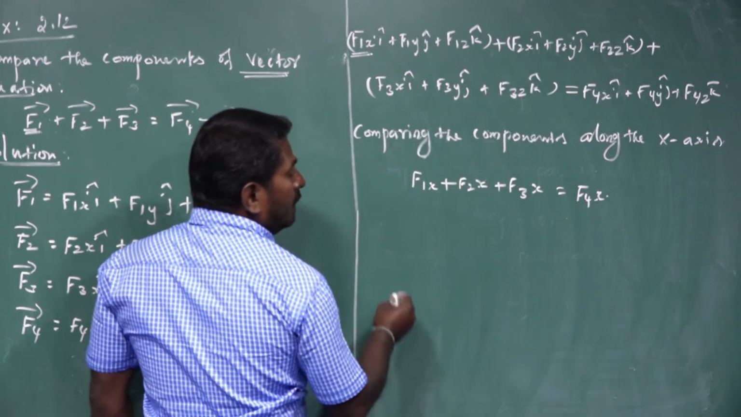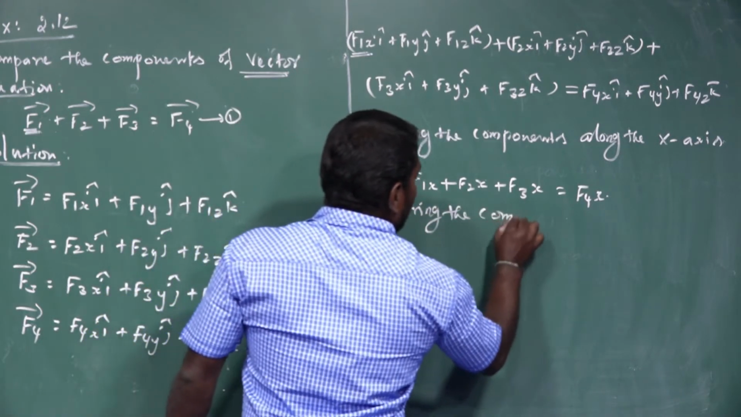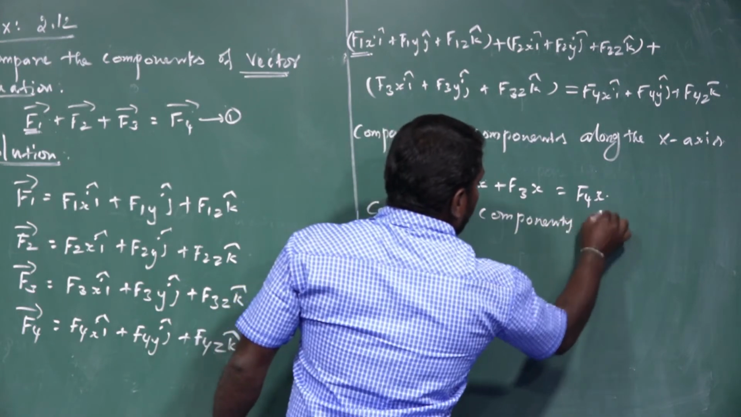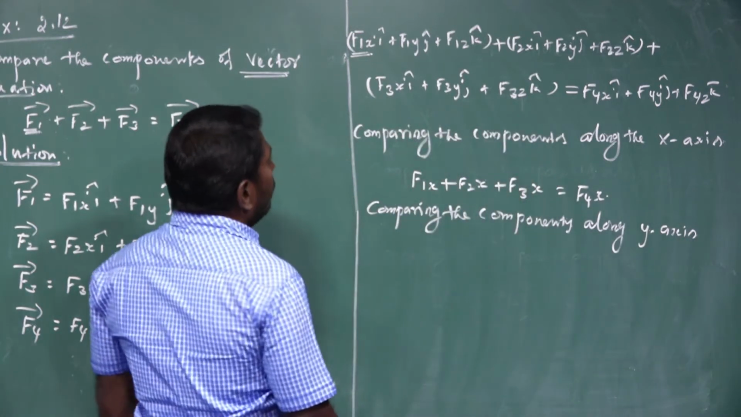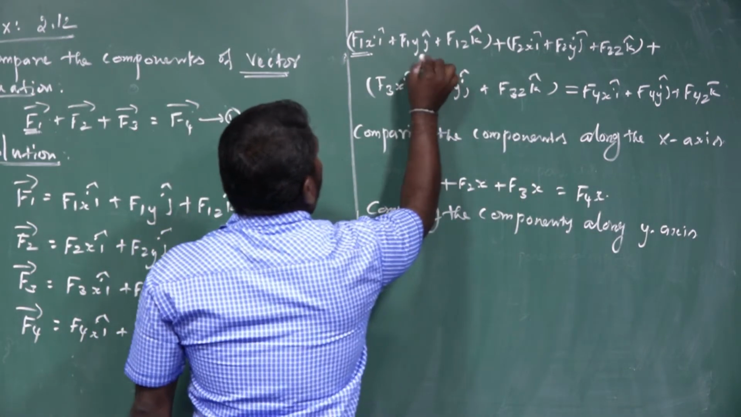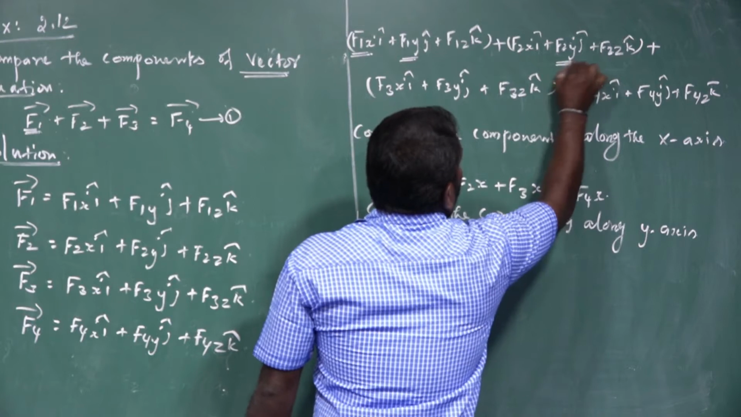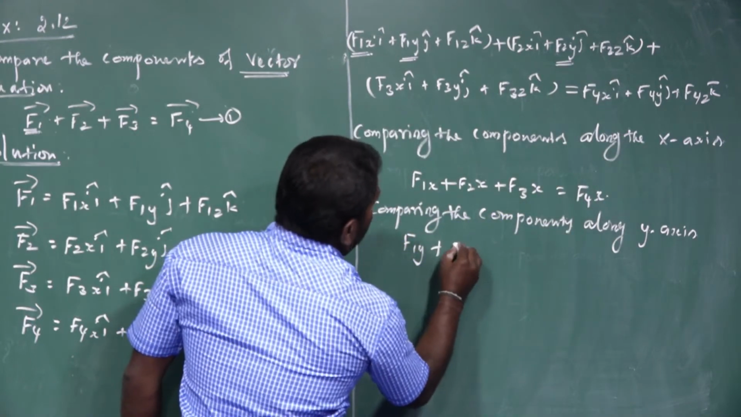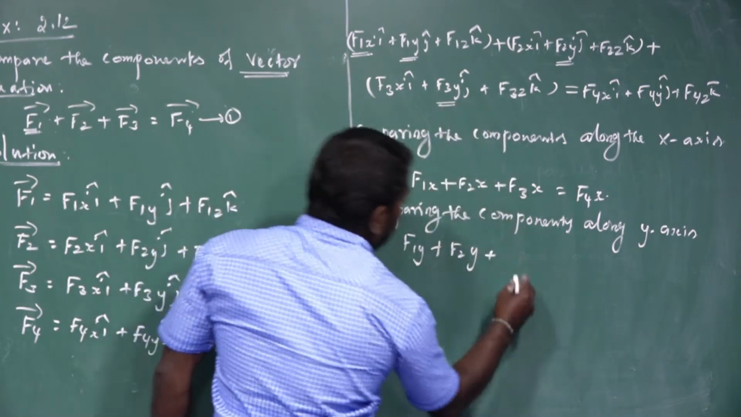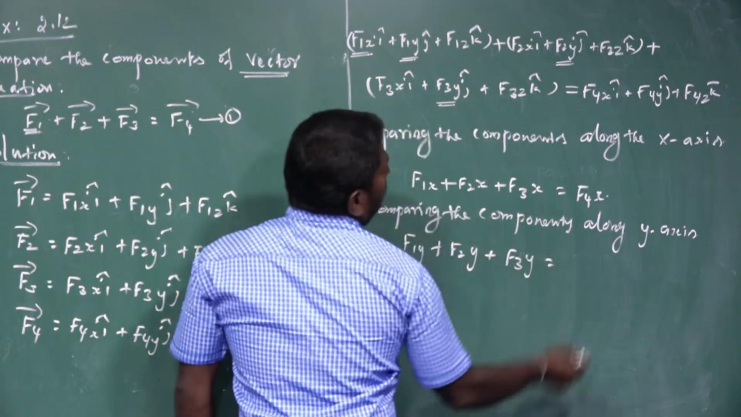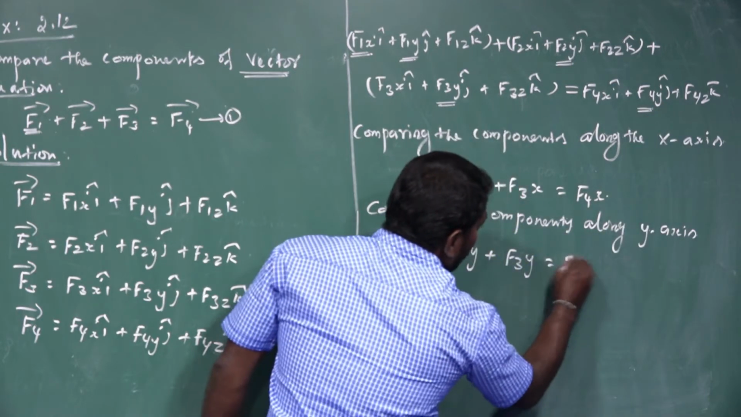Then comparing the components along the y-axis, or y direction: the component of F1 vector along the y-axis, F1y, plus the component of F2 vector along the y-axis, F2y, plus the component of F3 vector along the y-axis, F3y, which is equal to the component of the F4 vector along the y-axis, F4y.